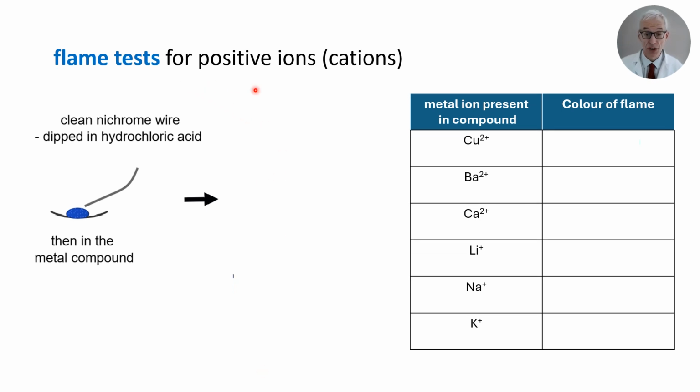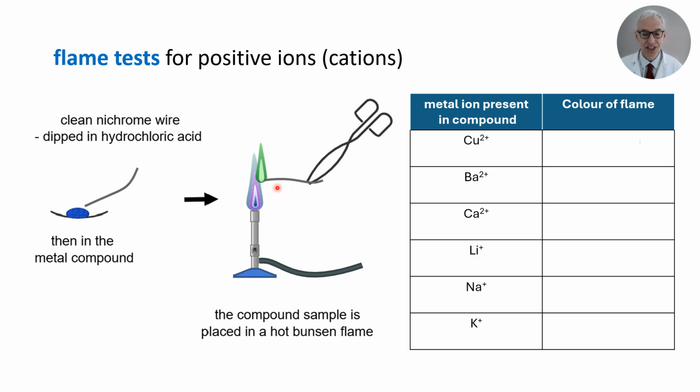Flame tests for positive ions, that is cations. You may be asked to describe how to carry out the flame test. Well, you have a nichrome wire that is cleaned by dipping in hydrochloric acid and then in the flame of the Bunsen. The nichrome wire is then dipped in the metal compound and placed in the hot part of a blue Bunsen flame.